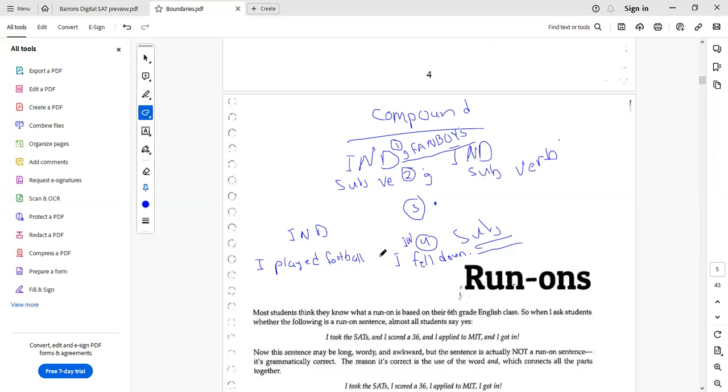Put comma, fanboys: comma, and. I played football, comma, and I fell down. Or put a semicolon: I played football, semicolon, I fell down. You can put a full stop: I played football, full stop, I fell down. You can change one of them to be a subordinate or dependent. I put when, a subordinate conjunction: when I played football, and because we start with the dependent, I'm going to put the comma, I fell down.